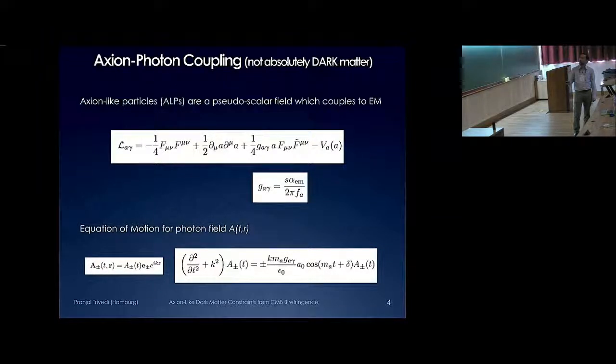So when we look at the Lagrangian, the axion-like particles are a pseudoscalar field which couples to electromagnetism, and this is the coupling term of a F F-tilde with F mu nu. g a gamma we write as alpha from electromagnetism divided by 2 pi into f_a, where f_a is the energy scale of the Peccei-Quinn symmetry breaking. And the equation of motion for the photon field can be obtained from the Lagrangian if we write down the photon field in terms of left circularly polarized and right circularly polarized modes, and we get this equation of motion.